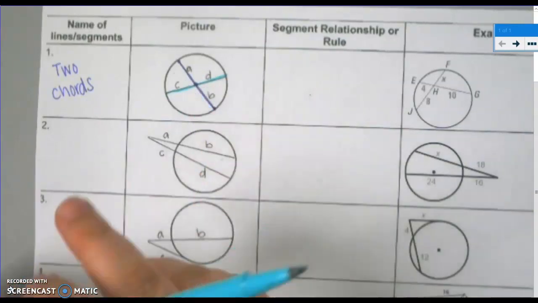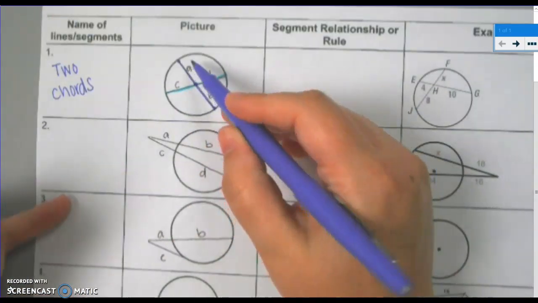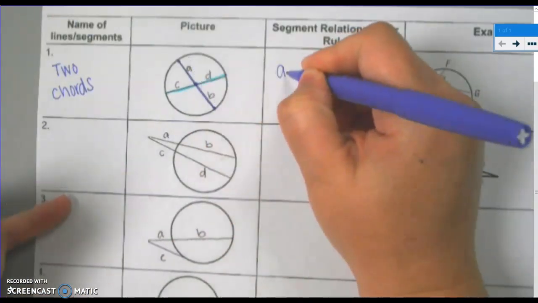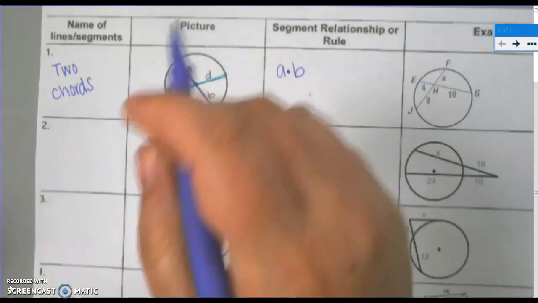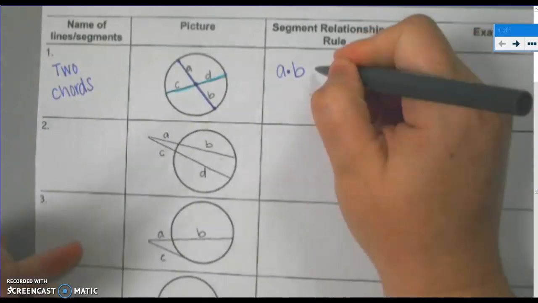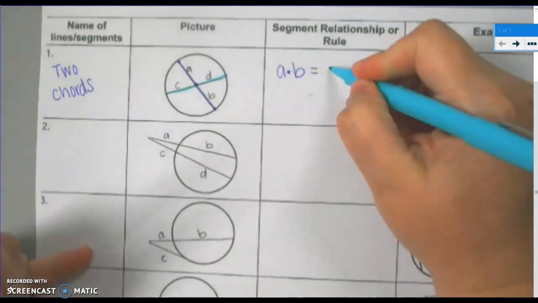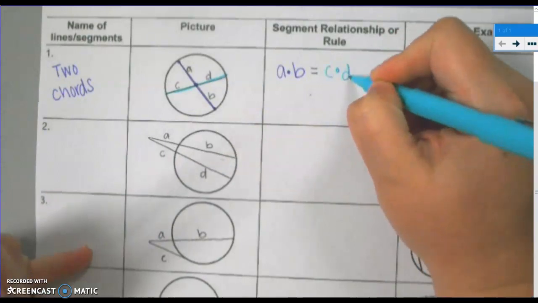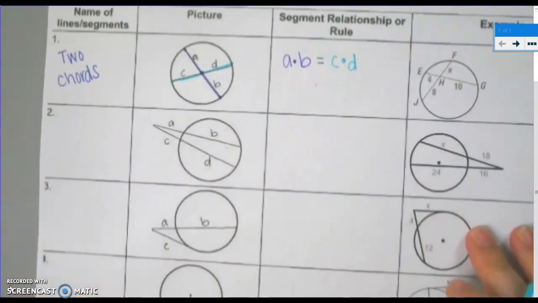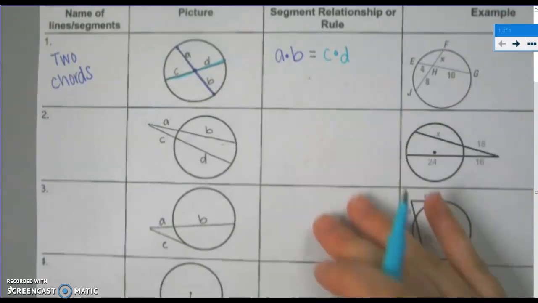So the rule, if you multiply A times B, that has to equal C times D. All right, and we're going to do these examples in class. So right now we're just writing down the formulas.